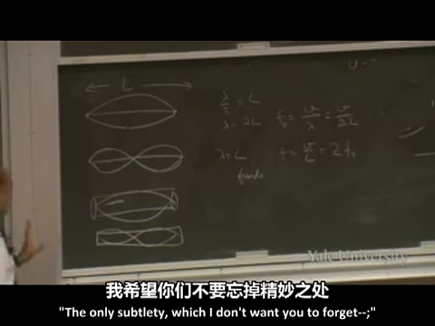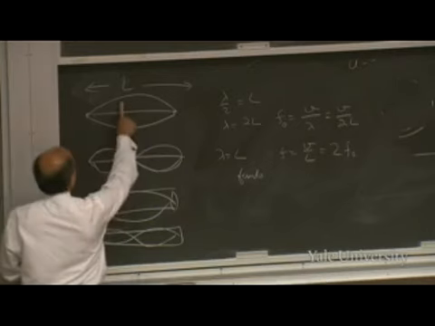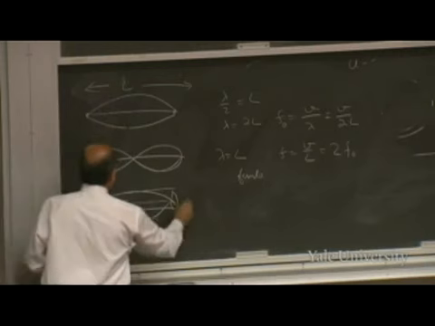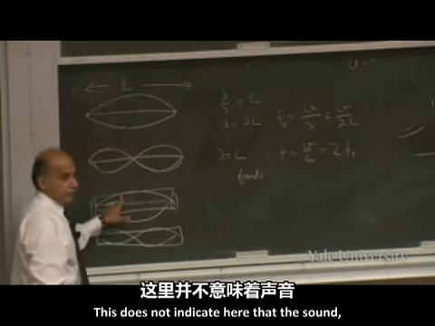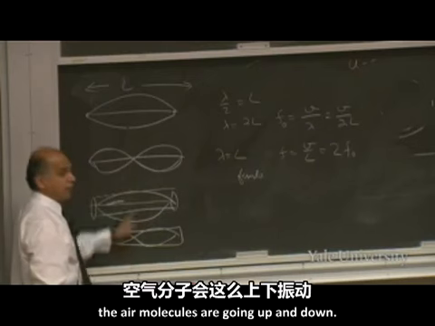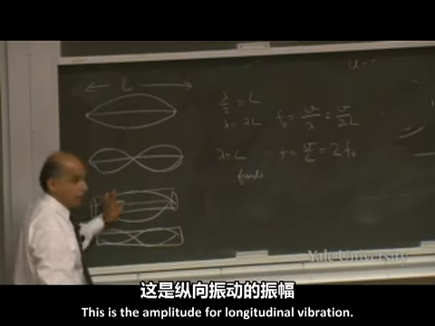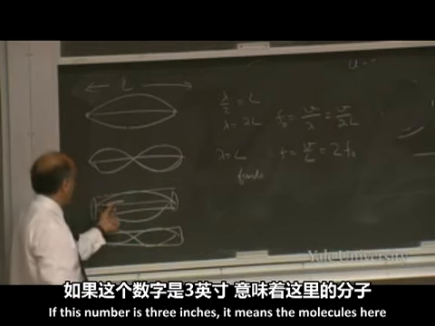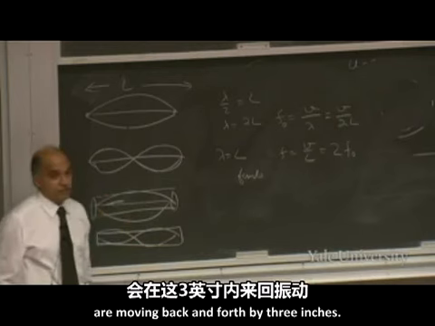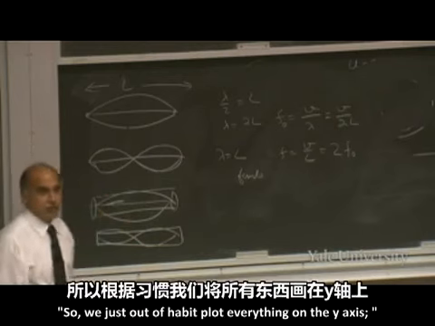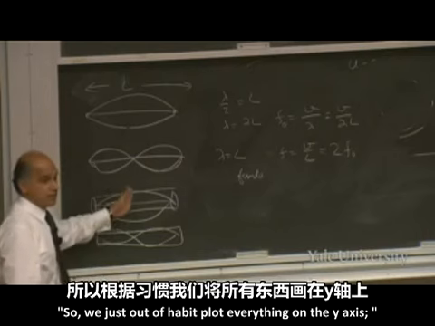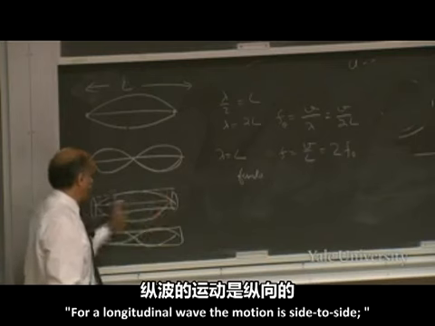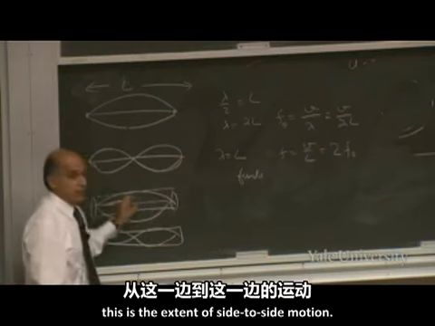Frequencies will be the same for vibrations on a tube closed at two ends. The only subtlety, which I don't want you to forget: here the picture really talks about the string moving perpendicular to the length. This is not to indicate that the air molecules are going up and down. This is the amplitude for longitudinal vibration. If this number is 3 inches, it means the molecules here are moving back and forth by 3 inches. So we just, out of habit, plot everything on the y-axis. That doesn't mean the motion is in the y direction. For a longitudinal wave, the motion is side to side. This is the extent of side-to-side motion.